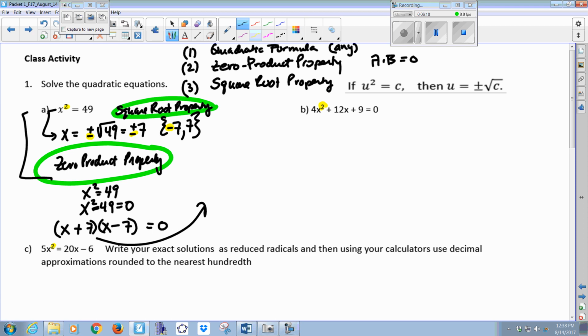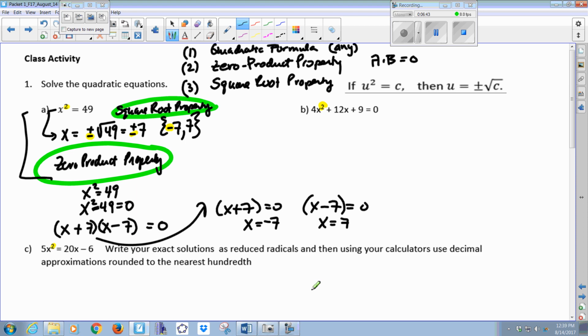So the minute you set each factor equal to 0, your solutions pop right out. So here you would subtract 7 from both sides, so there's x equals -7, and here you would add 7 to both sides, so x equals 7. So when you use this factoring technique, it pretty much guarantees that you'll always get both answers.